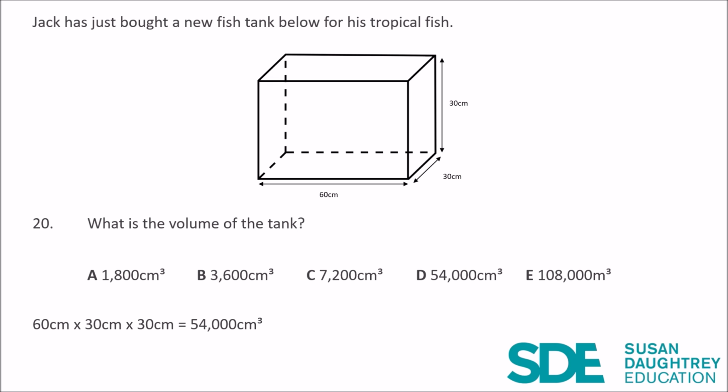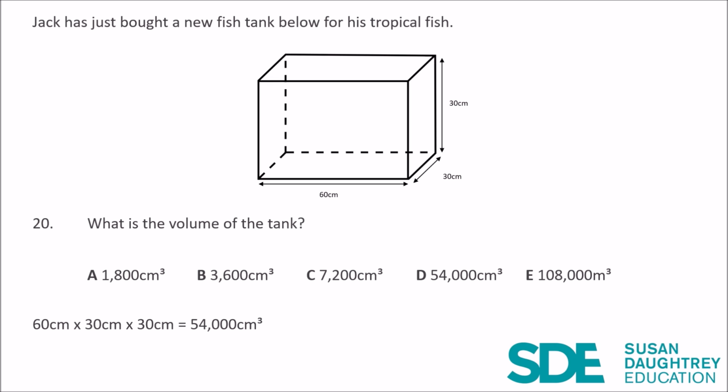A quick way of doing this, in future, would be to take off the zeros. Take off 60, take off the 0, leave it as 6. The 30s, take off the zeros, leave them as 3s. And in your answer then, write down those 3 zeros. They will be part of your answer.